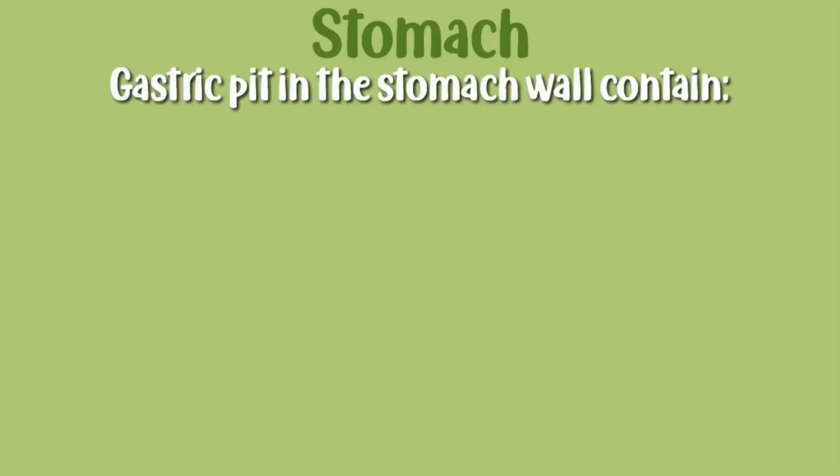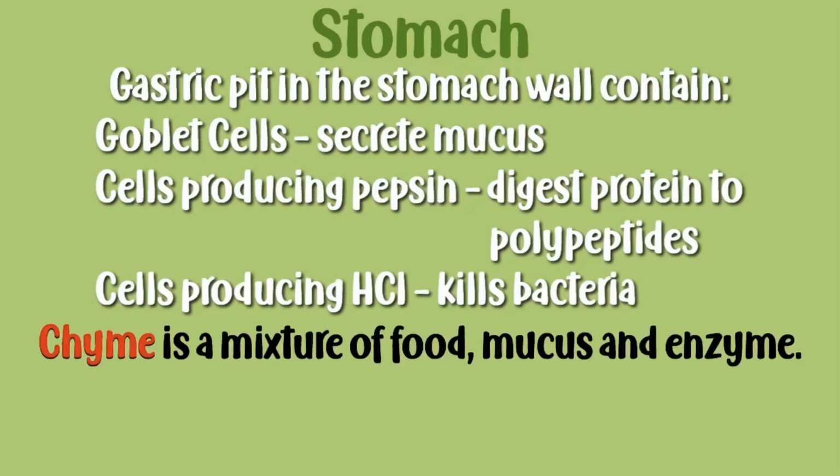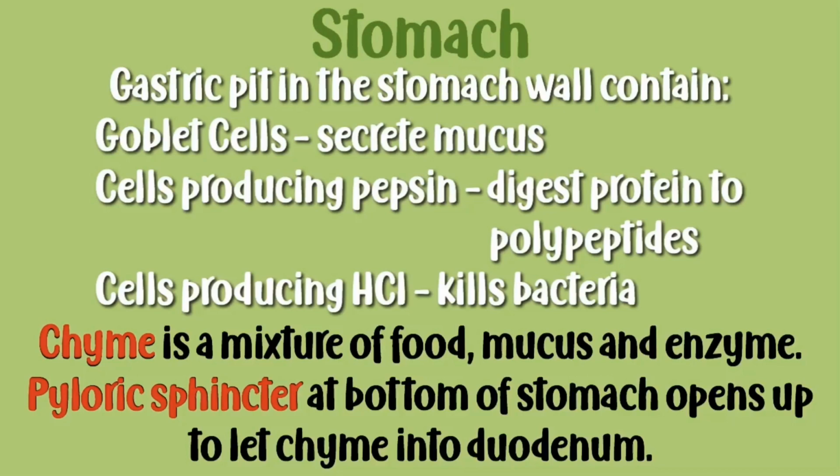Moving on to the stomach, gastric pits and the stomach walls contain goblet cells which secrete mucus, cells producing pepsin, which is a type of protease, digest protein into polypeptides. Cells producing hydrochloric acid kill the bacteria in the stomach. Now, chyme is a mixture of food, mucus, and enzyme. The pyloric sphincter is at the bottom of stomach, which opens up to let the chyme into the duodenum.